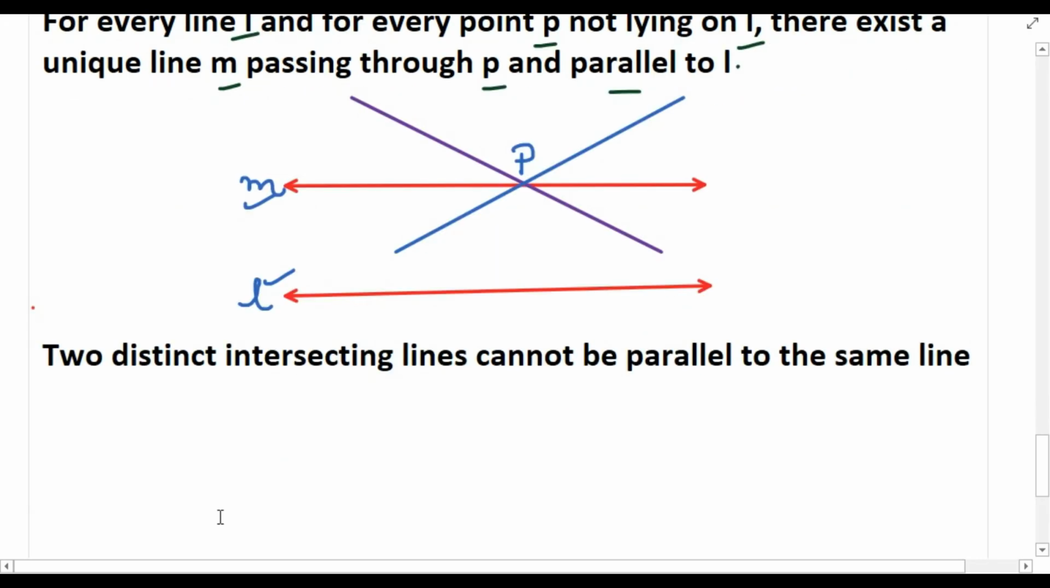So this result can also be stated in the following form: two distinct intersecting lines cannot be parallel to the same line. These two are different intersecting lines. We can name them P and Q, or, since the point P is already given, R and Q. So these two are intersecting lines, and they cannot be parallel to the same line. These two lines, however, can be parallel to the same line.